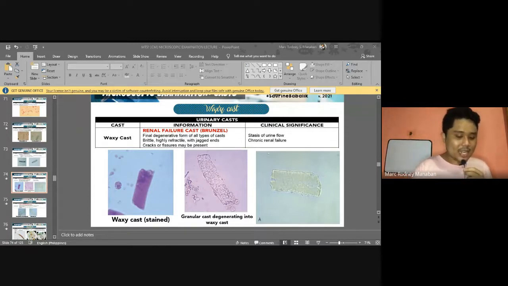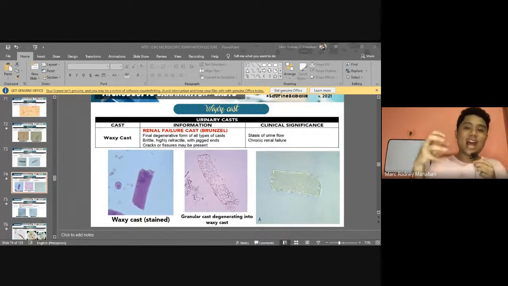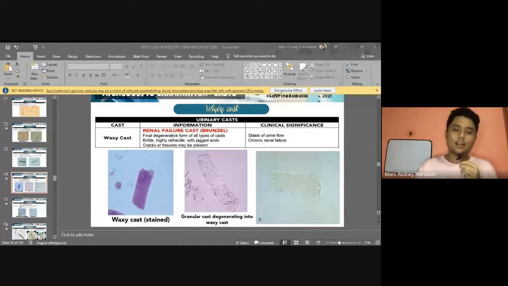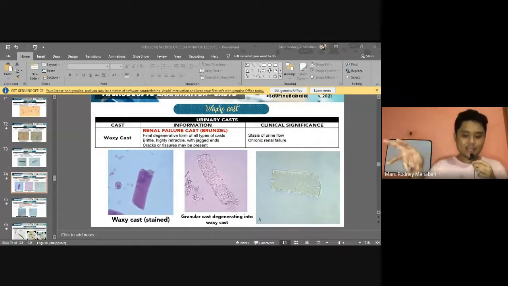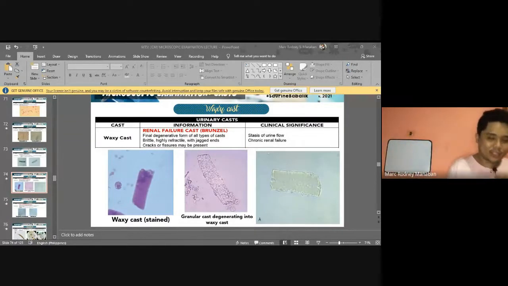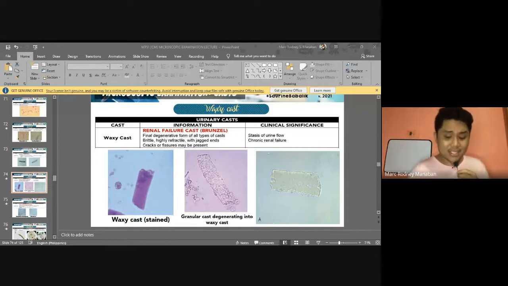Alright. Now again, it indicates prolonged stasis and tubular obstruction, and it represents the advanced stage of other casts. It is like the advanced stage of cancers, okay? So it is the advanced stage of the casts. That is why it is the last part, okay? Alright. So that's for the waxy cast.